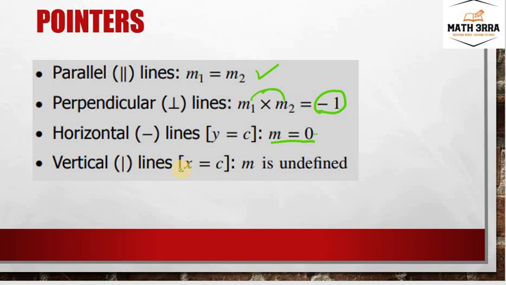A vertical line, meaning a line that has an undefined gradient, is a line that is parallel to the y-axis. The y-axis itself has a gradient that is undefined.